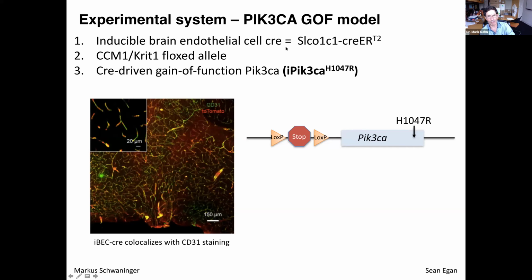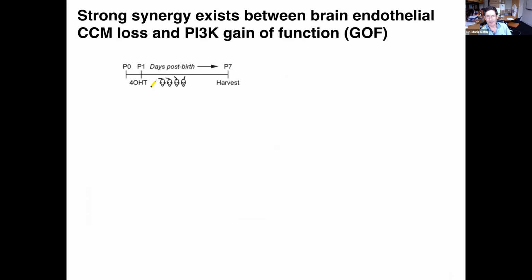And we used the same CRE to induce both loss of CCM formation with the CCM1 (CRIT1) floxed allele, and to induce gain of PI3 kinase signaling with a PIK3CA gain of function allele that would drive expression of an H1047R mutation, which is a mutation commonly found in cancer and in other vascular malformations in humans.